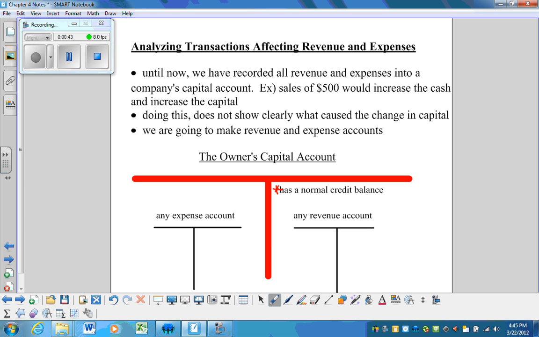Now, do you agree that when your company has a revenue, it's increasing your credit balance? So to increase your capital, I have to put it on the right-hand side. So that is why I put capital or revenue on the right-hand side. If your company has expenses, it has to bring down your credit or your capital. So it has to go on the left-hand side, and that is why I put the T chart for expenses on the left-hand side. So those two things are really important.